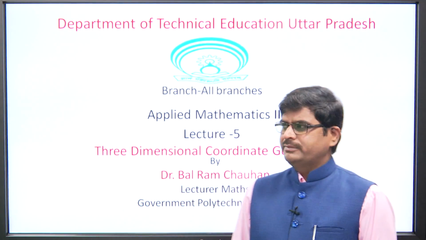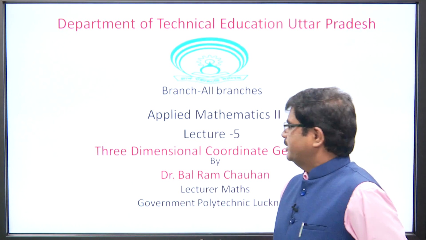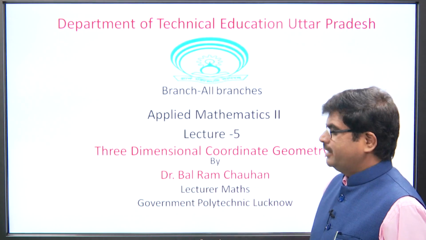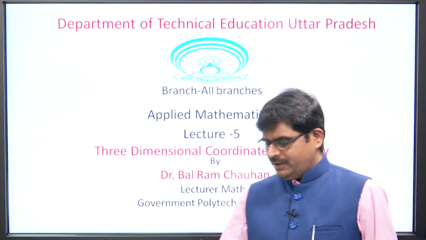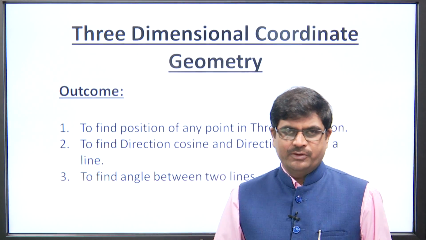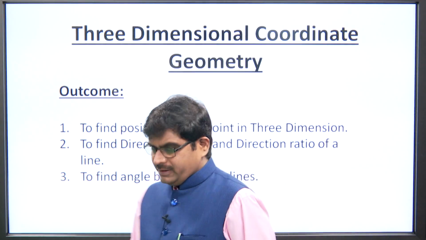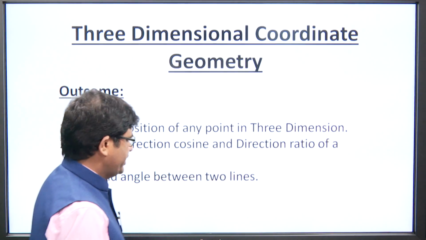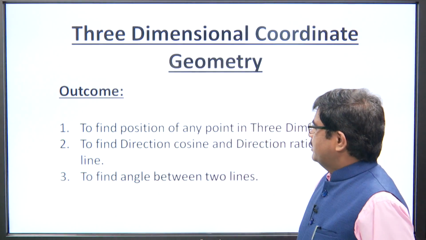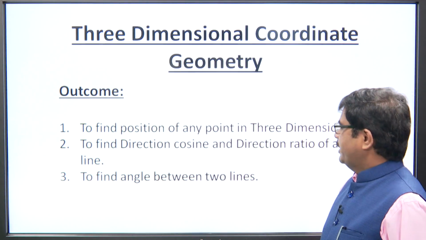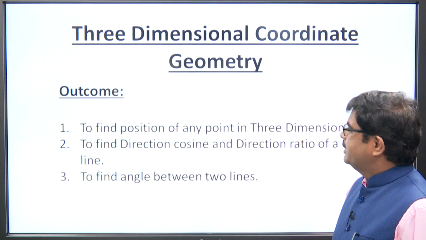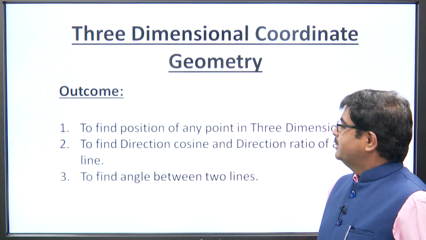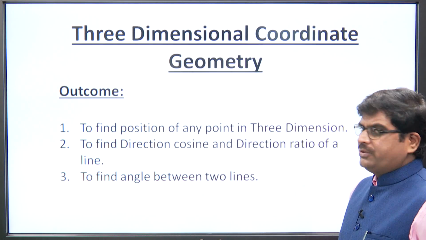We have to discuss here applied mathematics 2. In this lesson, we discuss 3 dimension coordinate geometry for all diploma students in UP. There are 3 outcomes in 3 dimension geometry. First is to find out the position of any point in the space. Second is to find out the direction cosine and direction ratio of a line. Third is to find the angle between two lines.